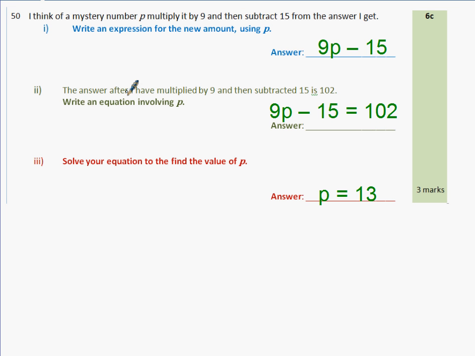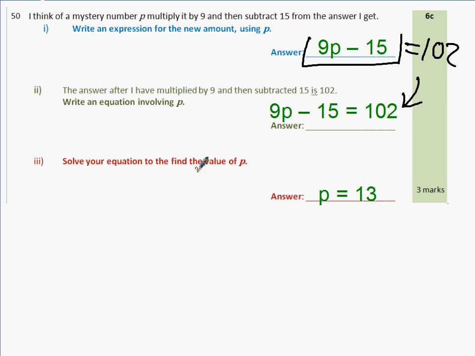Think of a number p and multiply it by 9, okay, 9 times p, and then subtract 15. Okay, easy. So that simplifies to 9p take away 15. And the answer after I've multiplied by 9 and then subtracted 15 is 102. Write an equation involving p. So we had 9p take away 15, that was our expression up here, and now we're told it equals 102, which is why I've written the equation there.